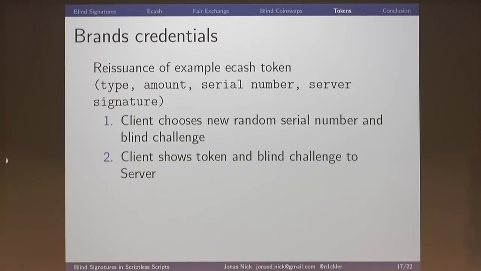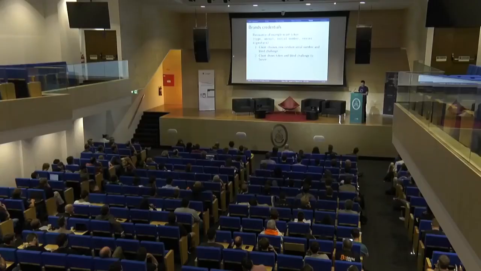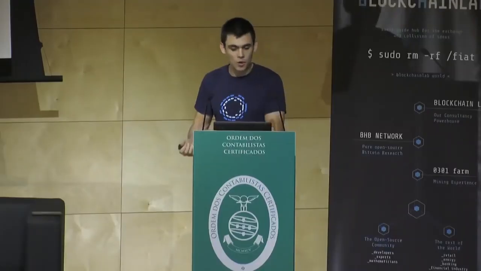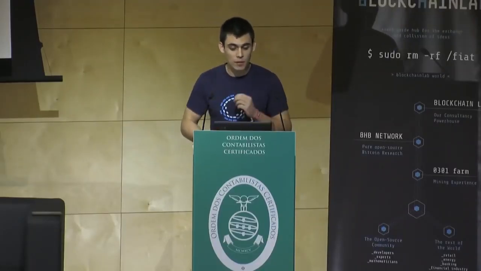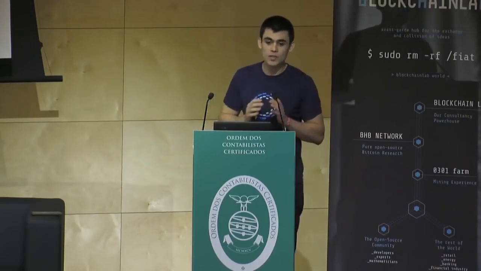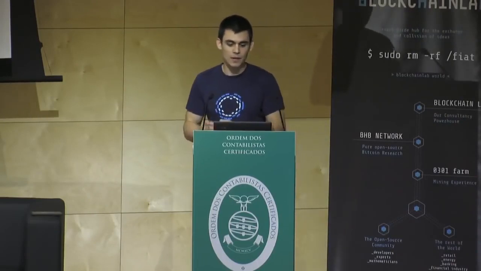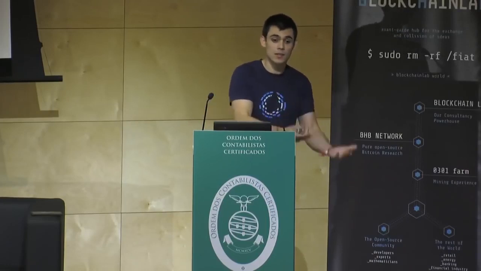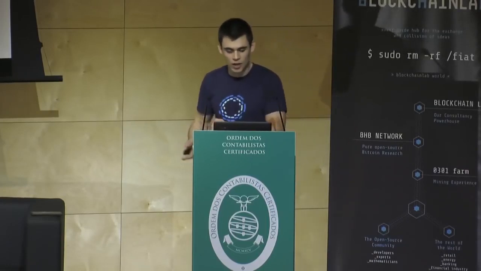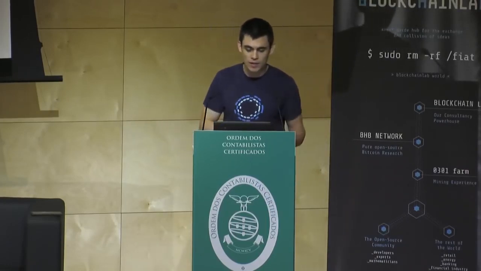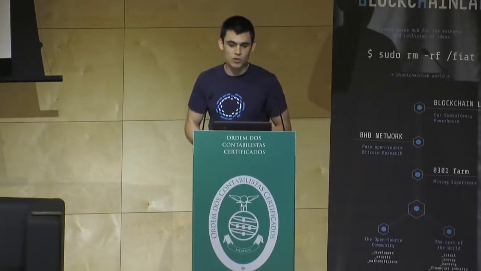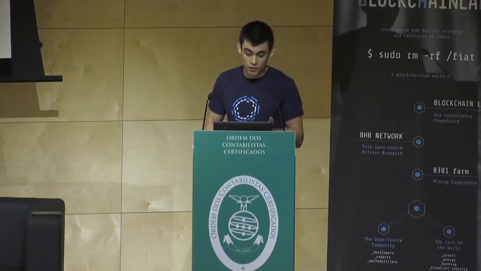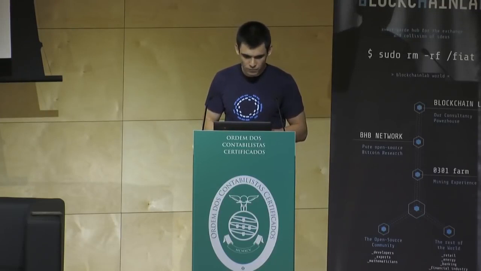The first two steps are actually the same. So the client chooses a new random serial number and a blind challenge. From this serial number, the client shows a token and the blind challenge to the server. But now the client also needs to prove that the type and amount in the old token that it's spending and in the new challenge is actually the same, because otherwise it could create a token which has completely different amounts. So the server needs to make sure of that.